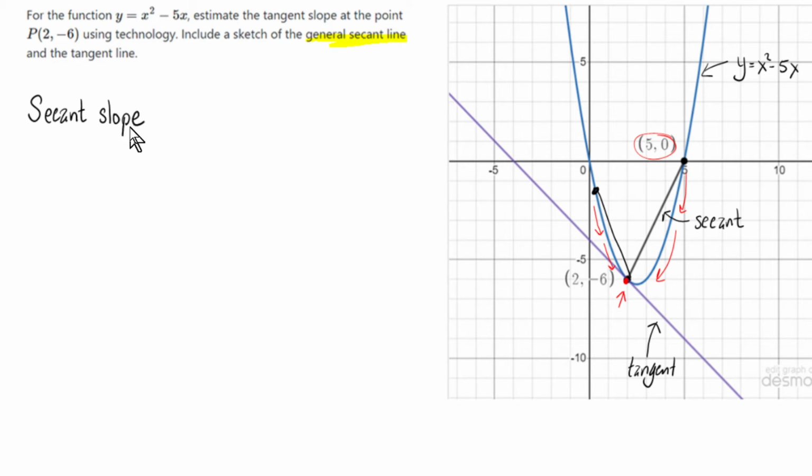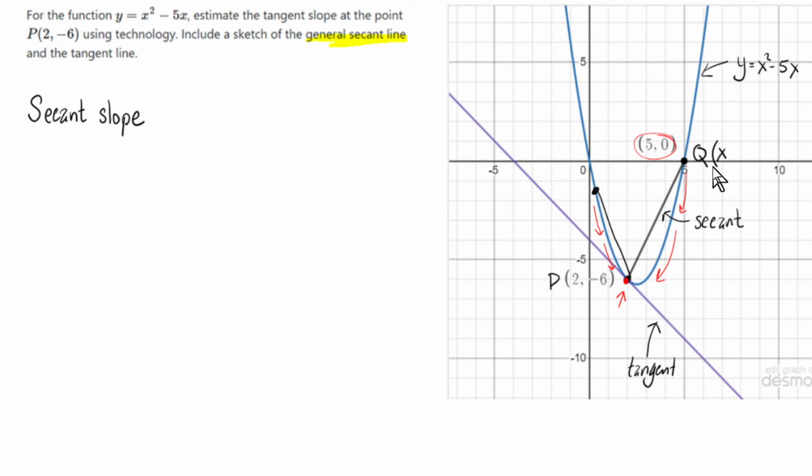And we're going to be using the slope formula. So I'm going to name these points. This point down here, the point that has coordinates 2 and -6, I'm going to call that point P. And the other endpoint of the secant line, I'm going to refer to as point Q. Now the coordinates of point Q, the x-coordinate is simply x.